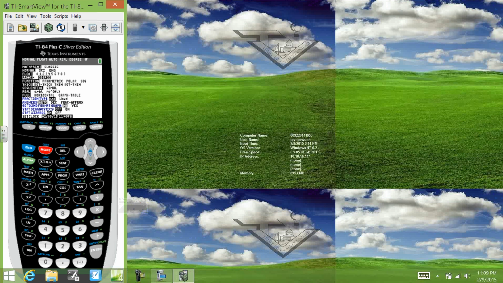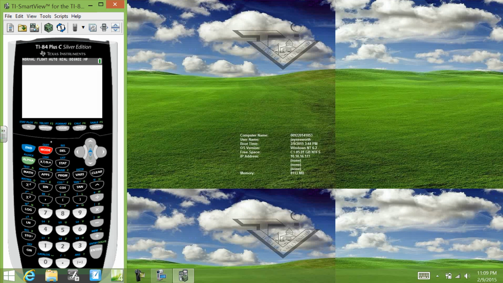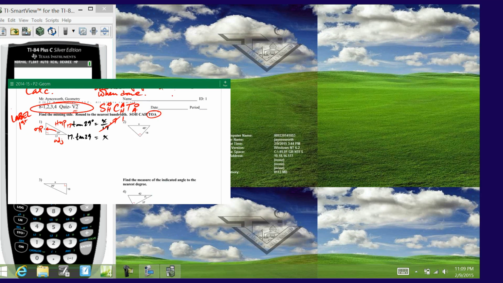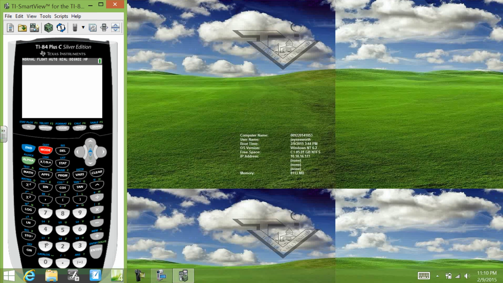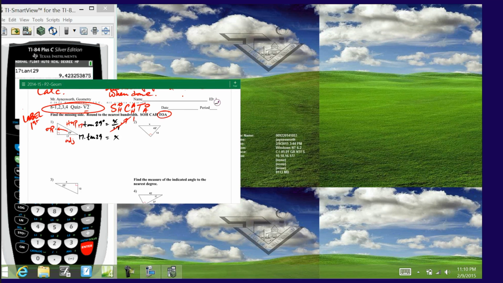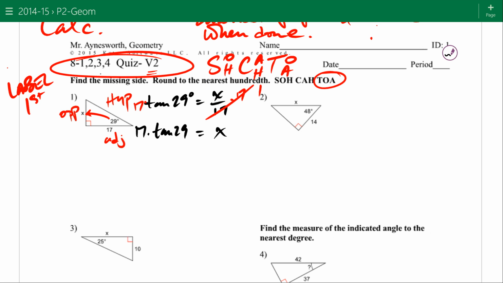Make sure the calculator is in degree mode: second, mode to quit, and get to your home screen. Then enter 17 times the tangent of 29 degrees, and you'll get your side length. Rounding to the nearest hundredth, you look at the third digit to round the second. That would be about 9.42. So let's record that: 9.42 is approximately x.